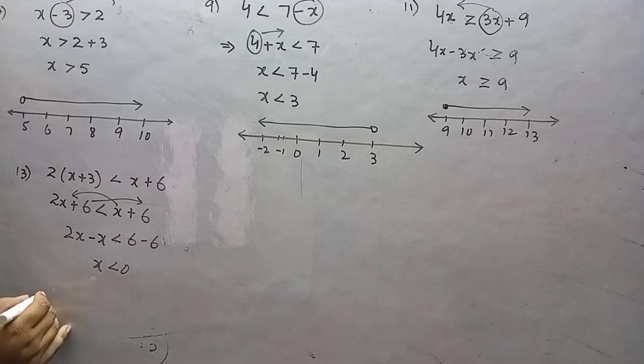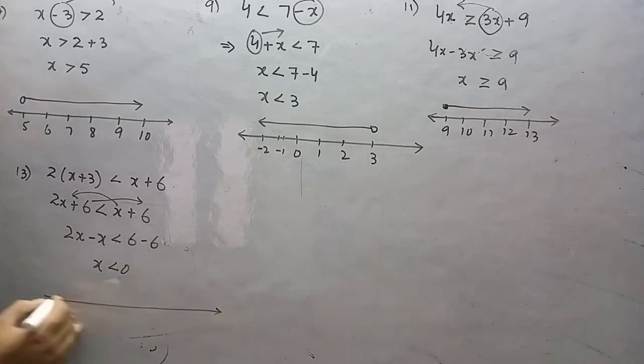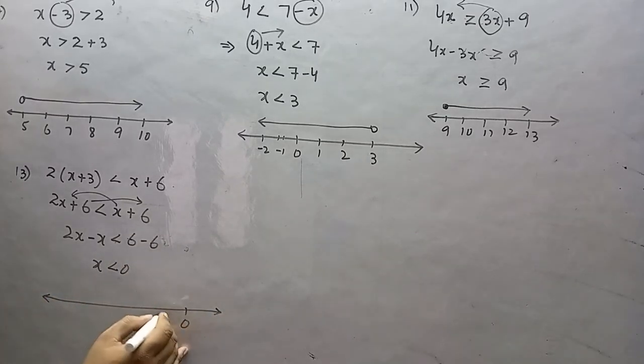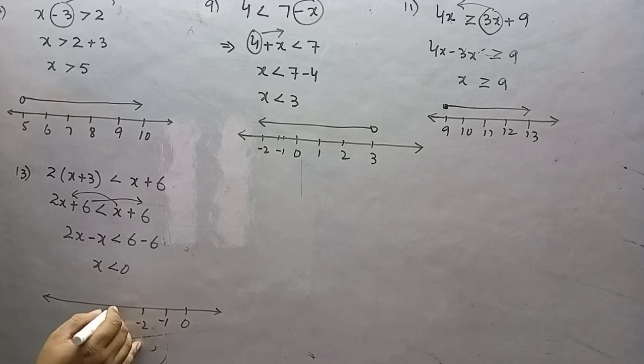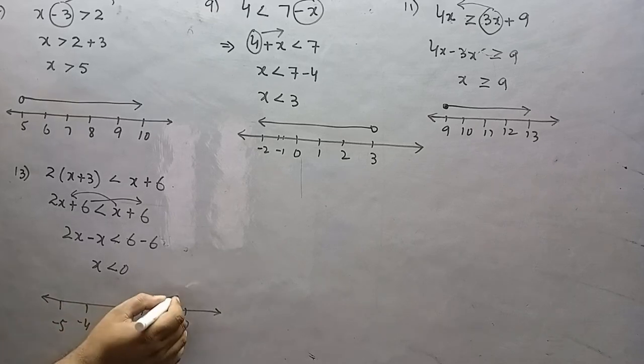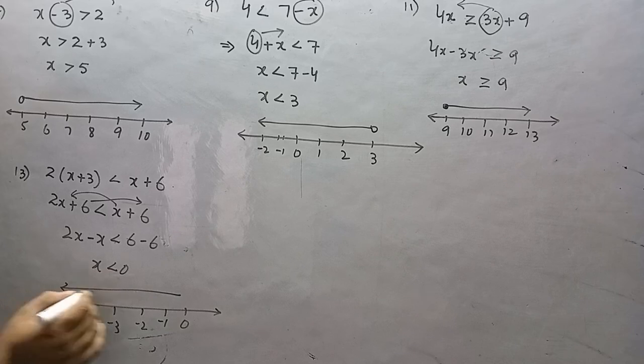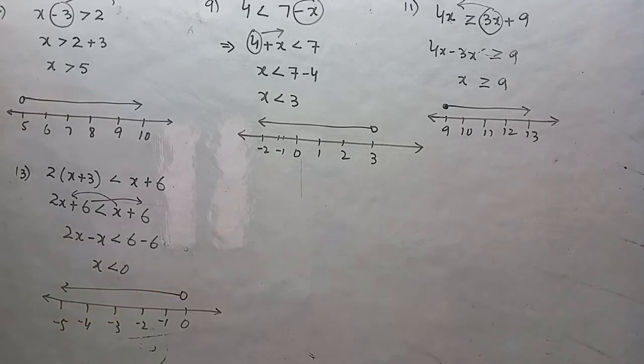So x is less than 0. So what I should do here? Here I will write 0, -1, -2, -3, -4, -5. It is less than 0, like this. Here I will draw the empty circle. This is the answer of the 13th one. All are easy.